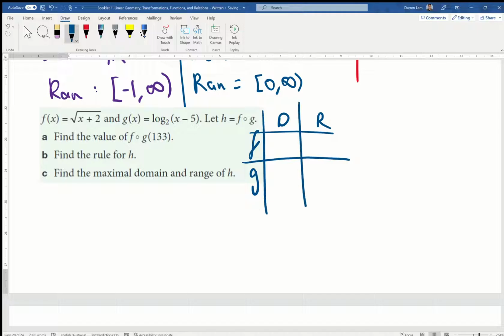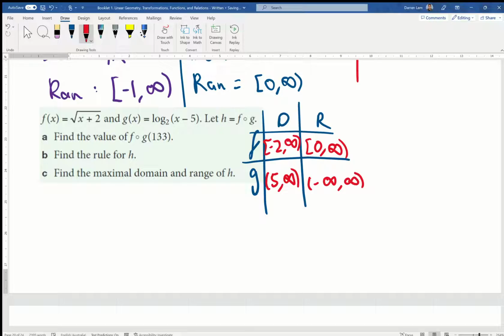Now, the domain of my f function is going to exist from -2 to infinity. The range of that function is going to exist from 0 all the way to infinity. I'm sure you're familiar with the square root functions. The function g exists from 5 to infinity, not including 5, and goes from -infinity to positive infinity.